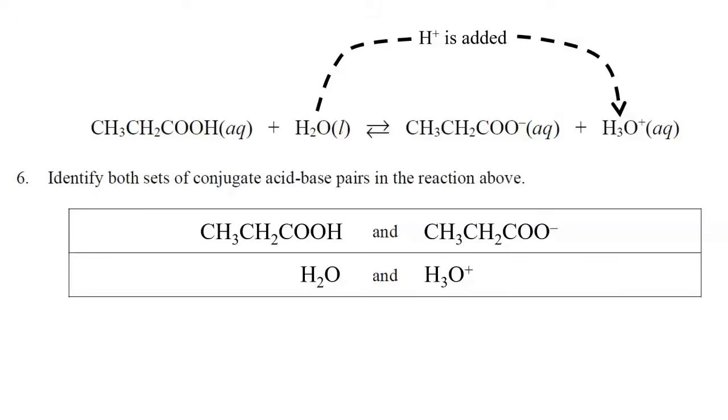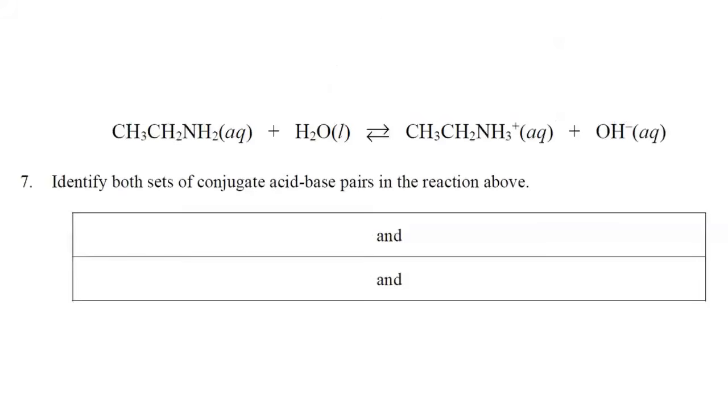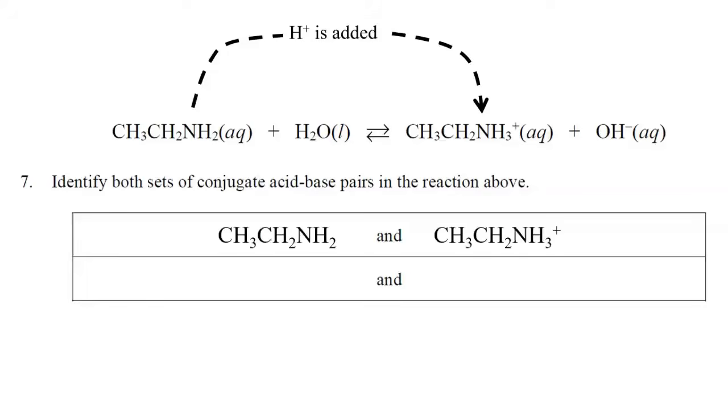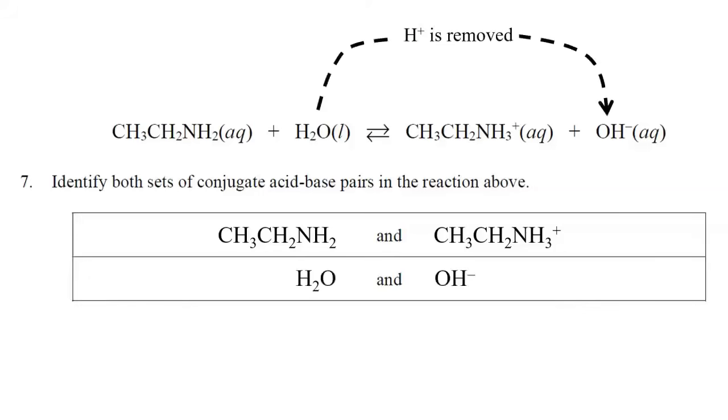All right, looking at number 7, it's the same kind of process. So here is question 7. On the left, I see CH3CH2NH2. So what happened is the proton was added, and so its conjugate acid would be CH3CH2NH3 plus. Again, those two are only different by a single H plus ion. And then the other conjugate acid-base pair is water and the hydroxide ion.